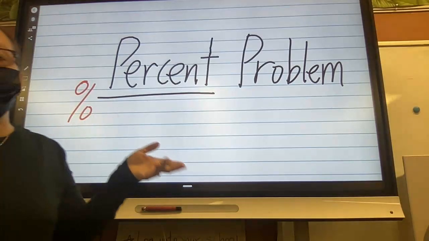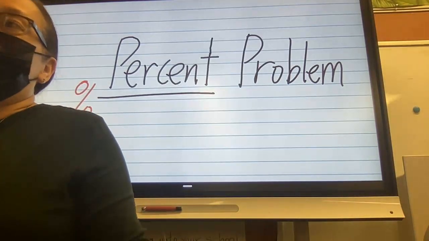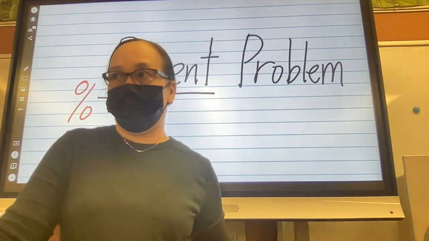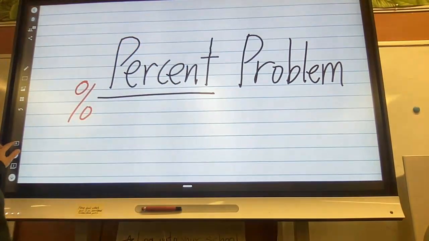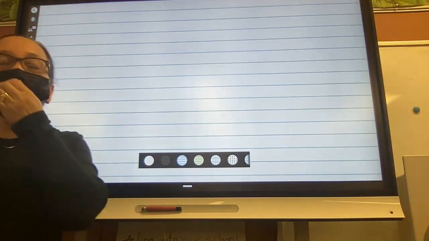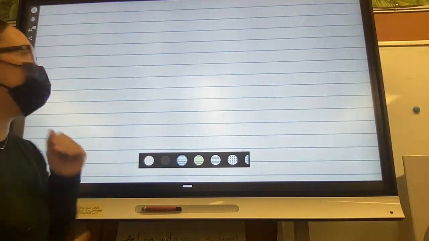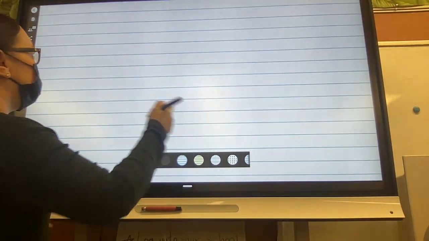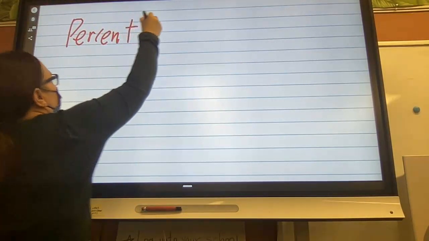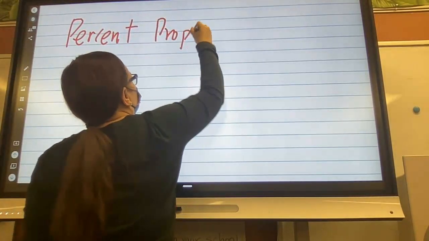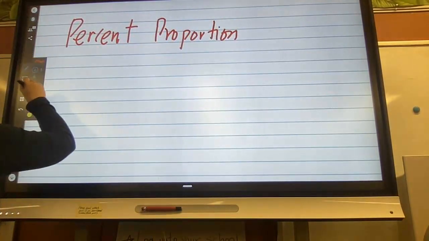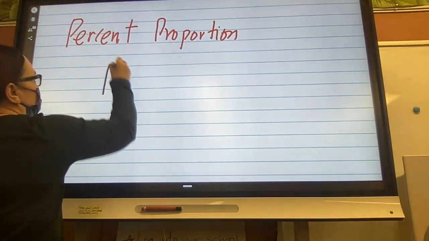So we're doing percent problems, and we're going to be using only the ratio and proportion way of doing it. We always have a setup to do a proportion, or a percent proportion. We call it the percent proportion, and it's going to be set up like this.